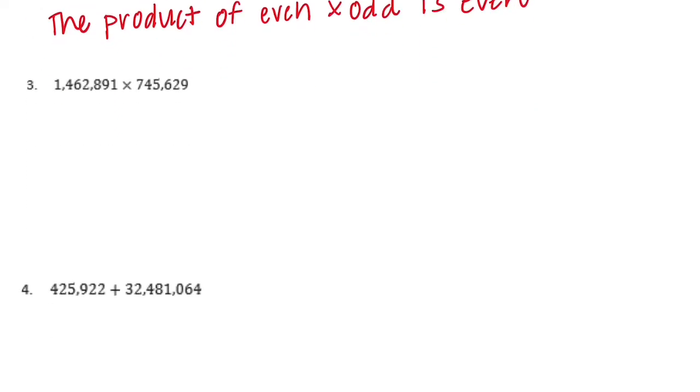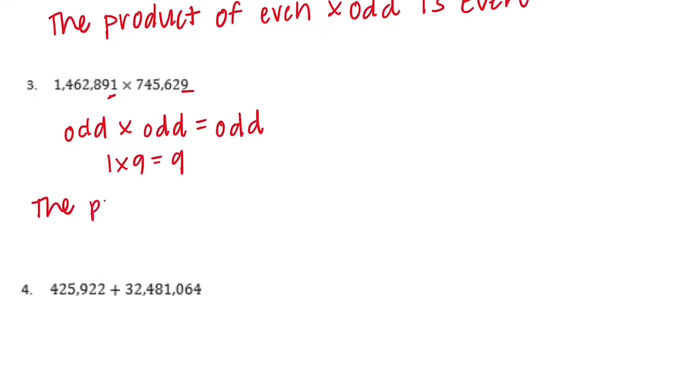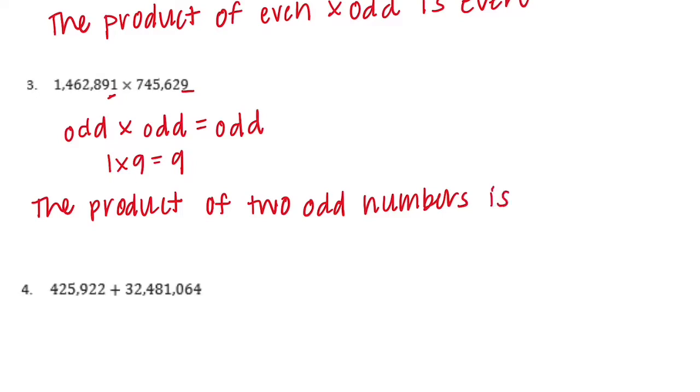Number 3, 1,462,891 times 745,629. Okay, so here we have an odd number times an odd number. So an odd number times an odd number is going to be, let's look, 1 times 9 is 9, is odd. So odd times odd is odd. We can say the product of two odd numbers is odd.